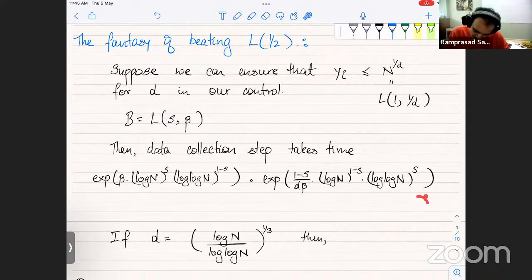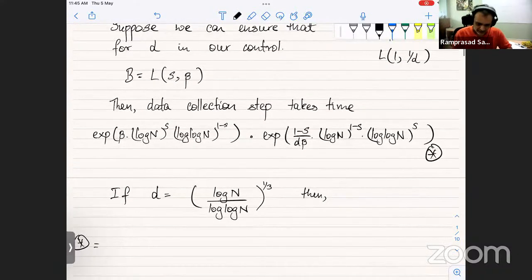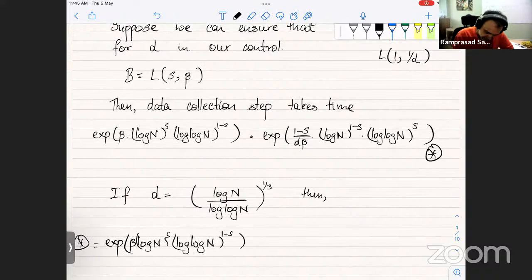So let's just give this a name. Let's call this star. Okay, so what does star become? So star is going to become exponential in beta log n to the s, log n to the 1 minus s, times exponential in something like 1 minus s over beta, which are all constants. I'm just writing this as 1 minus s over beta. And now let's see what happens.